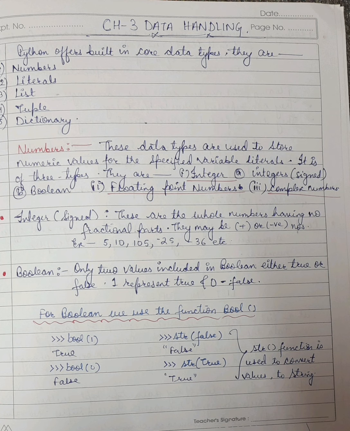So let's see now. For boolean, we use the function bool. हम बूलियन के लिए बूल फंक्शन यूज़ करते हैं, जैसे हम स्ट्रिंग के लिए str यूज़ करते हैं, वैसे बूलियन के लिए हम बूल फंक्शन यूज़ करते हैं. Then bool(1) will print true. Then bool(0) will give output as false. Then again string "false", string means there will be double quotation marks and false inside, then string "true", with double quotation marks and true inside. And the string function is used to convert values to string.